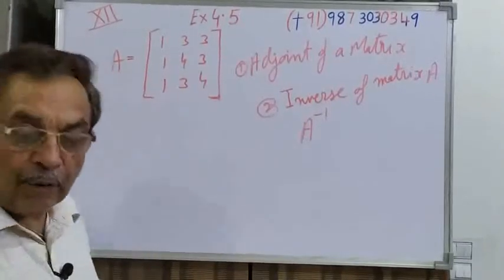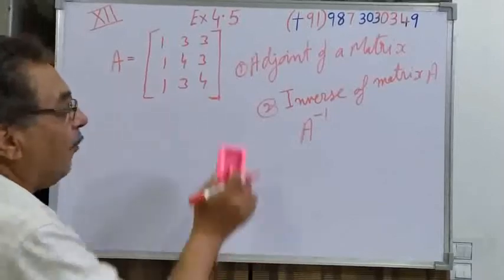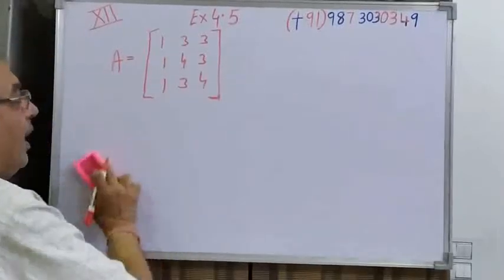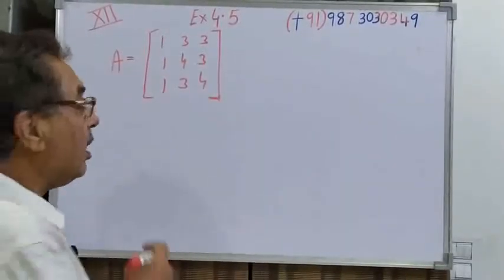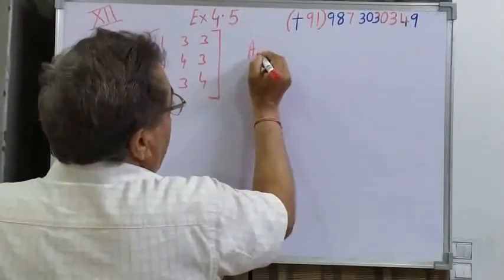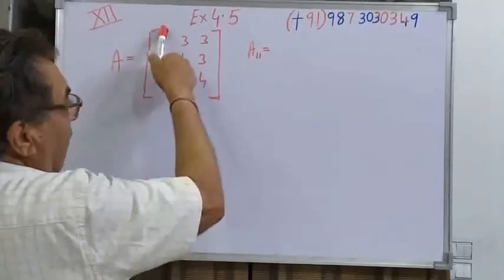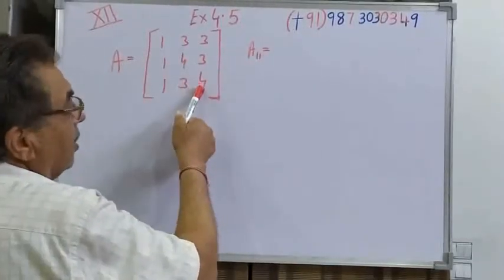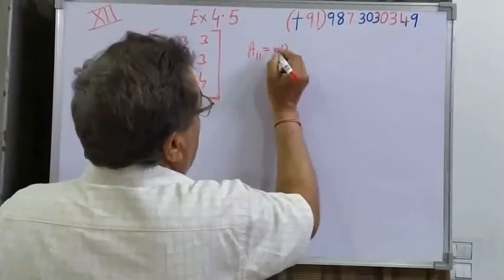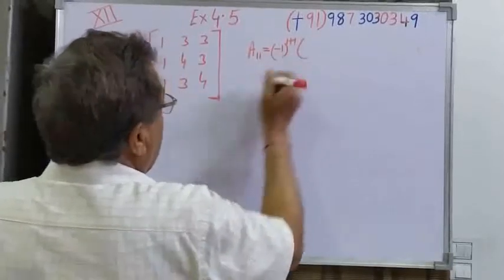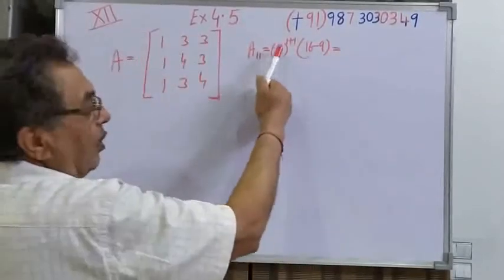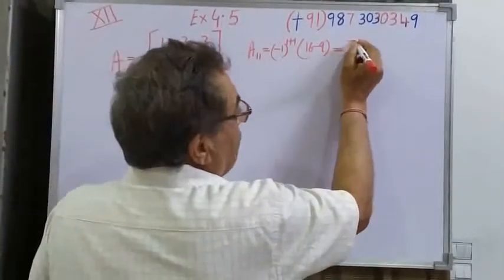We know how to find the cofactors now. After this, I go for the adjoint of a matrix. What will I do? First of all, I will find the cofactors of all the 9 elements. This is element 1, 1, so its cofactor would be A11. Hiding this, 4 fours are 16 minus 9. That gives you minus 1 to the power 2, which is even, and it comes to be 7.